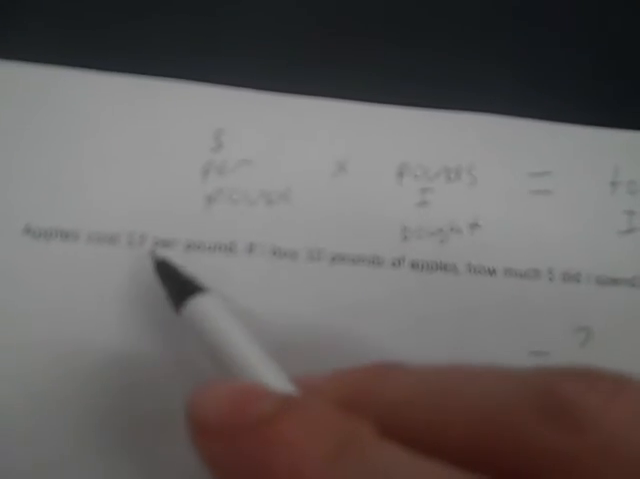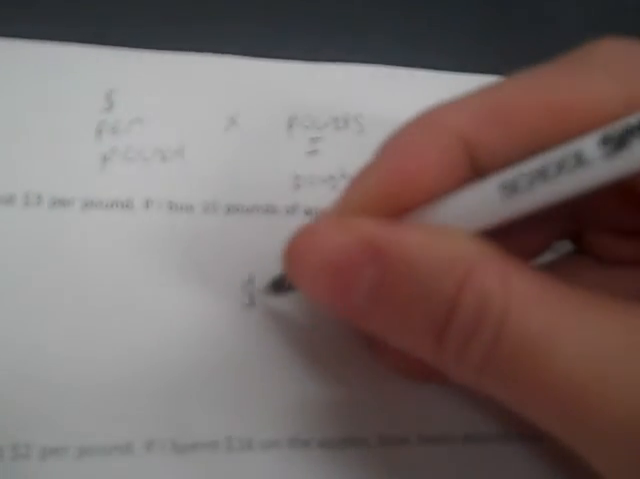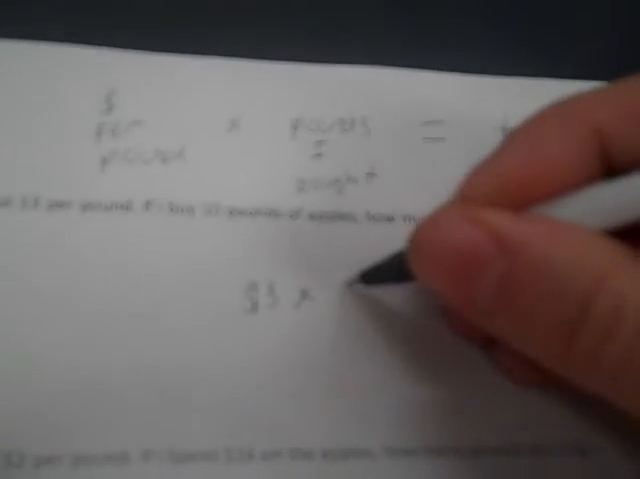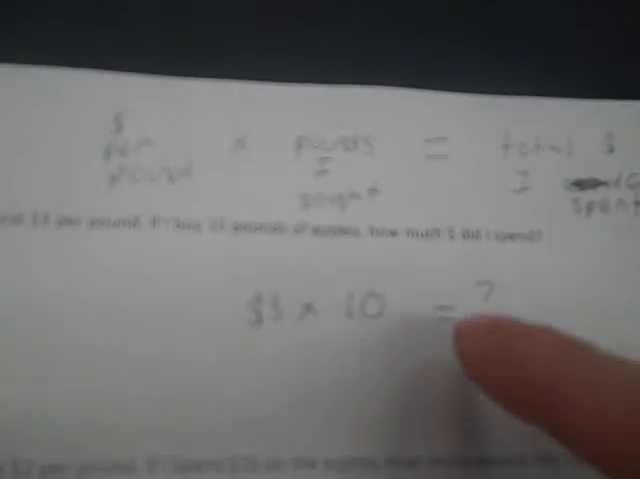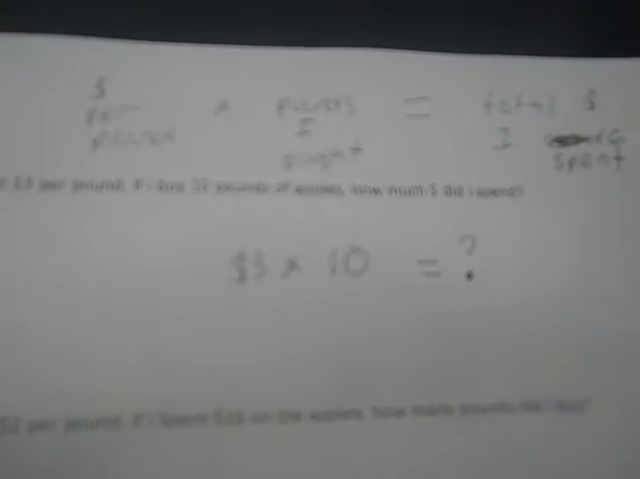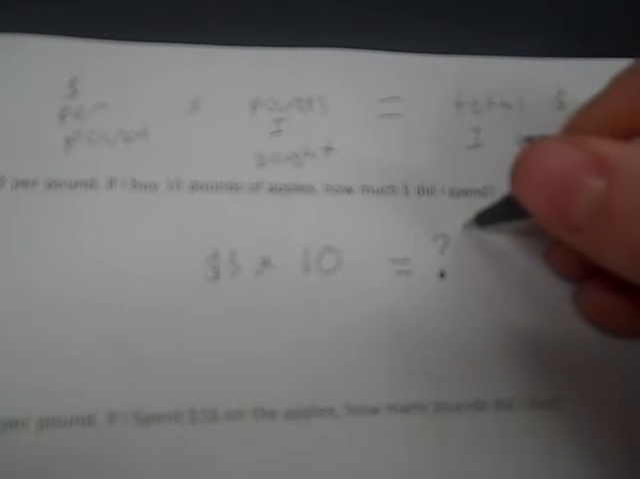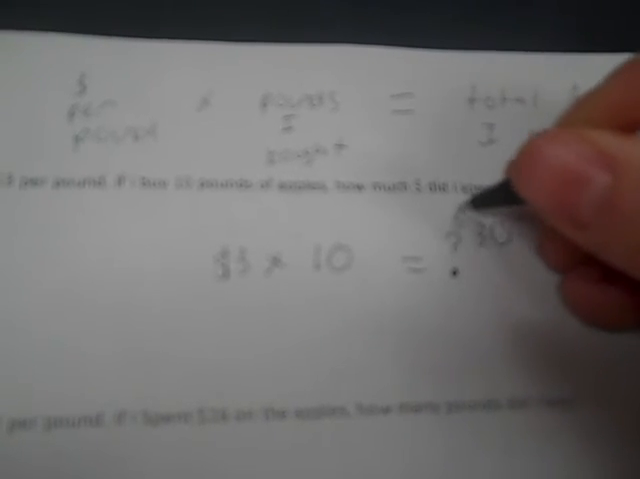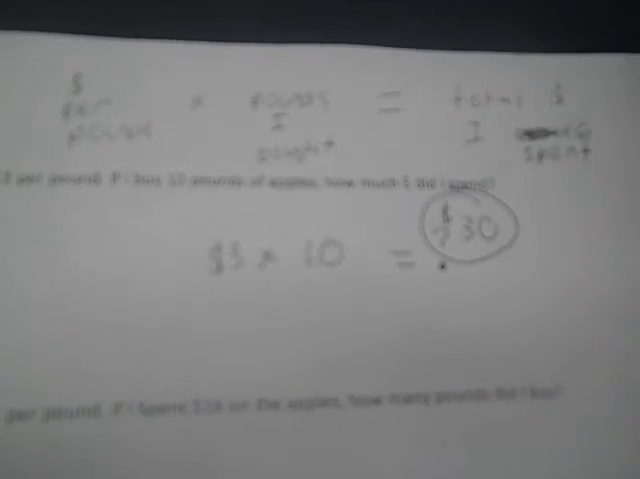Okay, now what was the price per pound? Every pound I buy costs how much money? $3. Times how many pounds did I buy? About 10. So, this is a multiplication problem. I just take 3 times 10, and that's 30. So that's $30 that I spent.